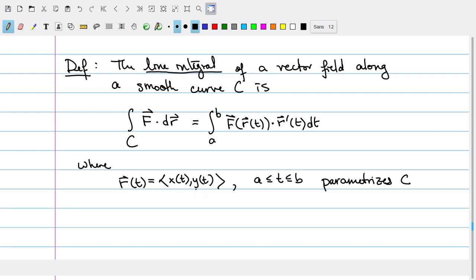And again, intuitively, we should think about this as the amount of work done by a particle moving along the curve c experiencing a force described by F. So it should be some sort of intrinsic thing which is independent of the parameterization, the way that we're describing the curve in terms of some parameter. Let's look at an example of this.